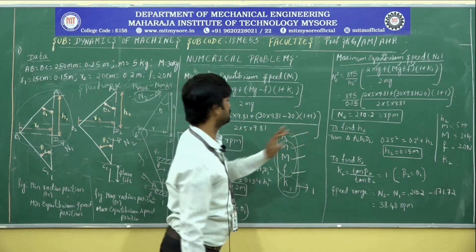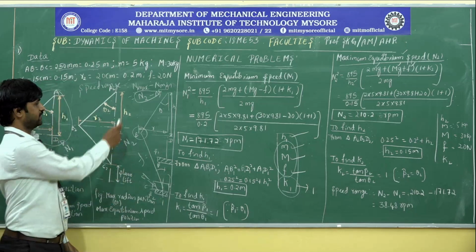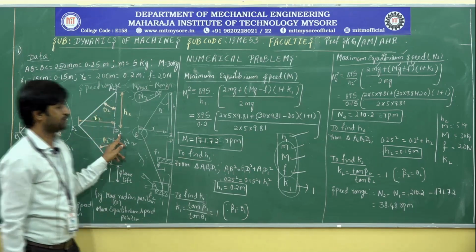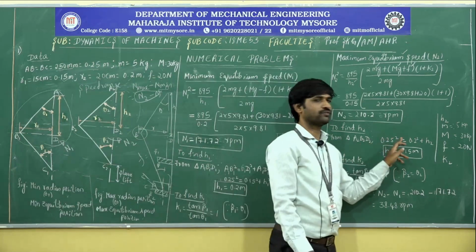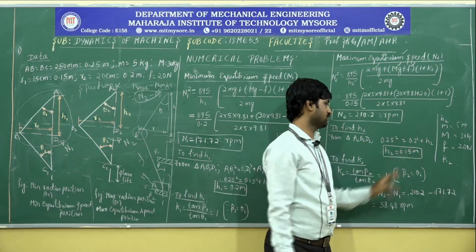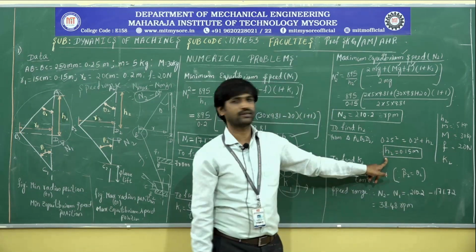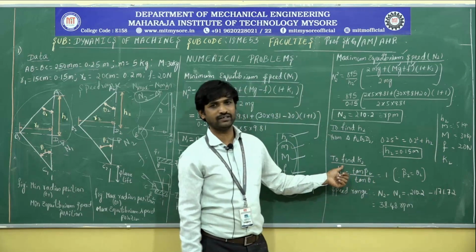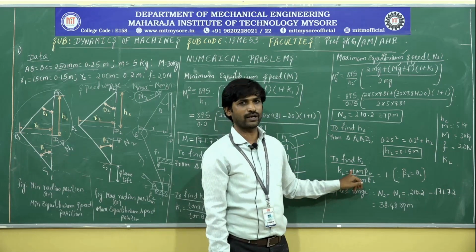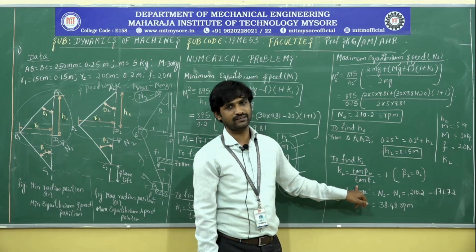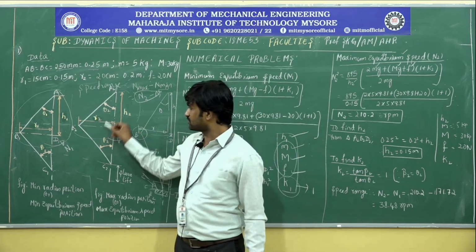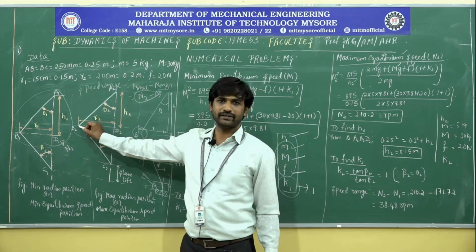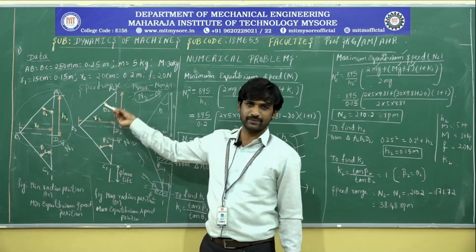To find H2, we will be making use of this diagram. Here, if I consider the triangle A2B2D2, by making use of the Pythagoras theorem, we can get the value of H2 as 0.15 meters. We can calculate the value of K2 by using the formula tan beta 2 by tan theta 2. If you consider these two triangles, if I draw a horizontal axis from point B, these two triangles will be symmetrical in nature.